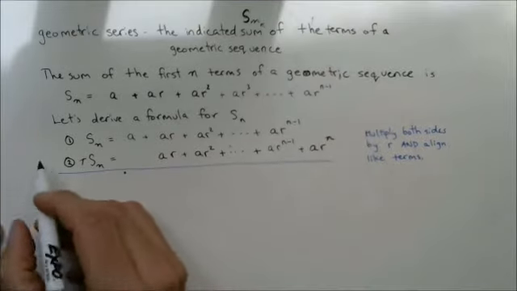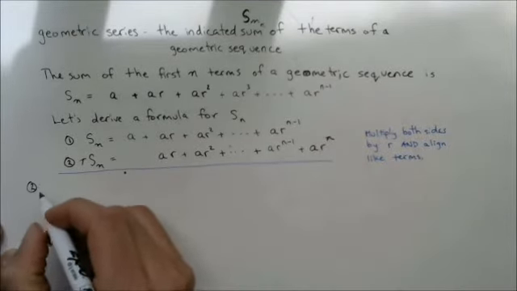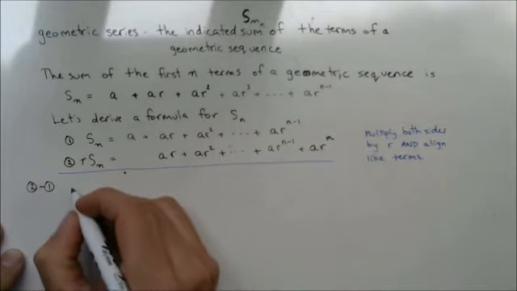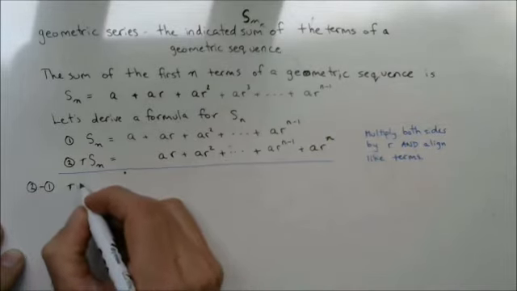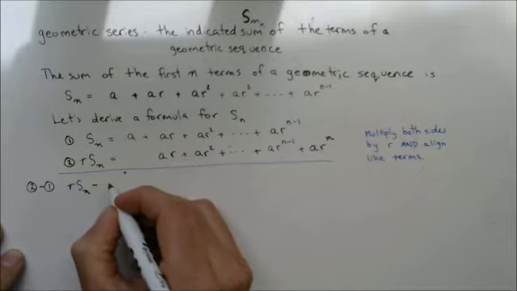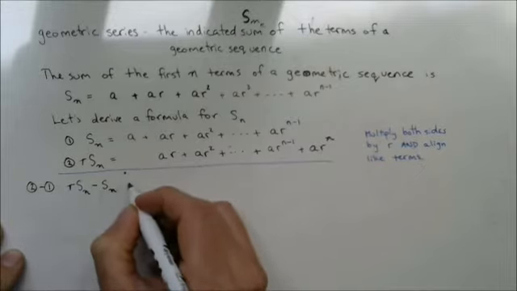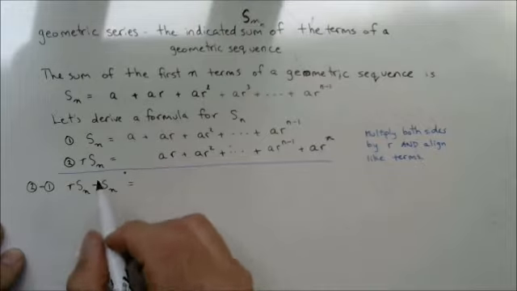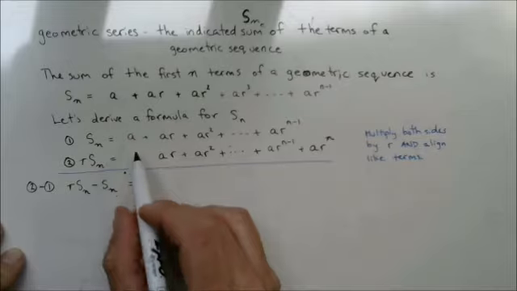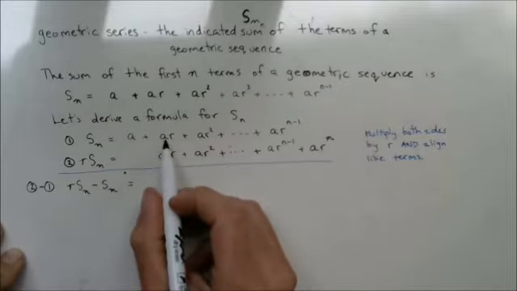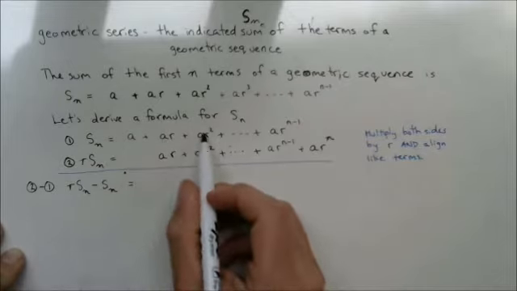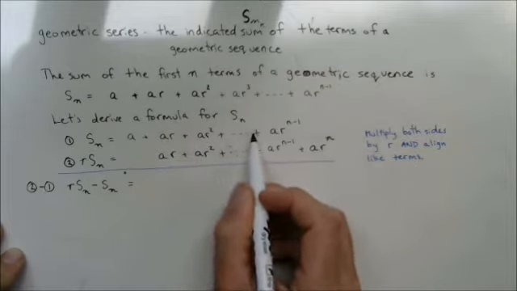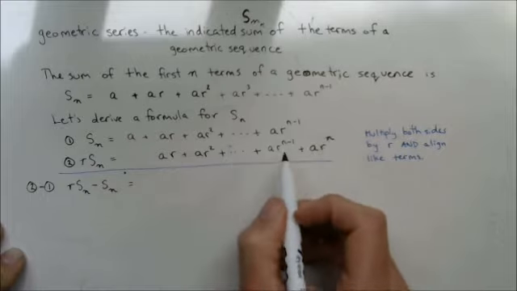I'm going to take equation 2 and subtract equation 1. So on the left side here, I end up with r s sub n minus s sub n. And on the right side, if I'm doing 2 minus 1, well, this term take away that term, 0. This term take away that term, 0. All the terms in between here, take away these guys in 1, 0, because they all line up.